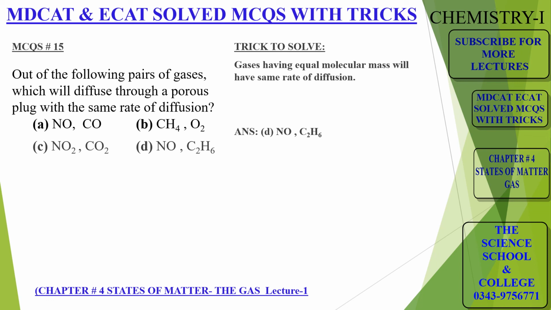So first you find the molecular masses of all of these gases, then you will know that option D is the correct option, because the molecular mass of NO is 30, 14 plus 16. 14 is the atomic mass of nitrogen, and 16 is the atomic mass of oxygen. So 30 is the molecular mass of NO. Similarly, 30 is the molecular mass of C2H6. So option D is correct.